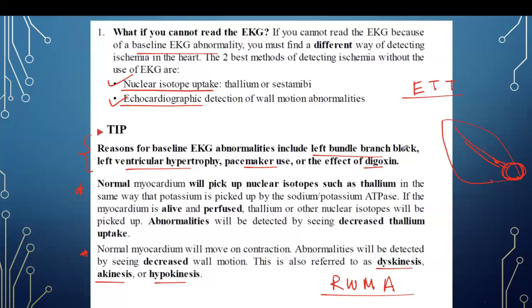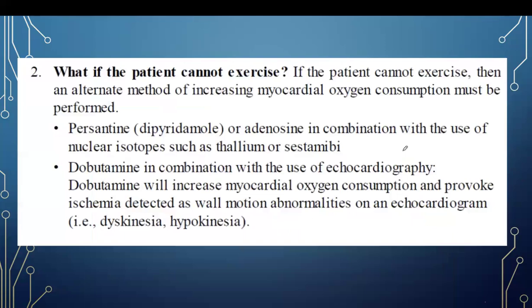Clear? So if a patient's baseline ECG is abnormal, then your next choice is either doing a thallium dye test, or an isotope test, or an echocardiogram. Does it make sense? So abnormal ECG means they have some kind of abnormal finding, like left ventricular hypertrophy or bundle branch block. So it is not normal. Okay.